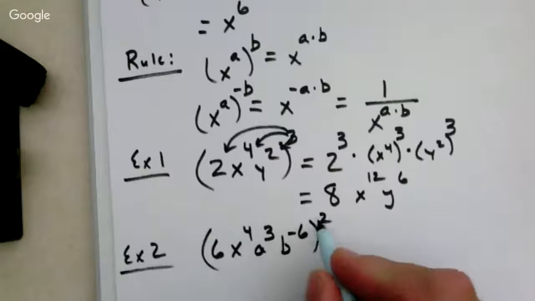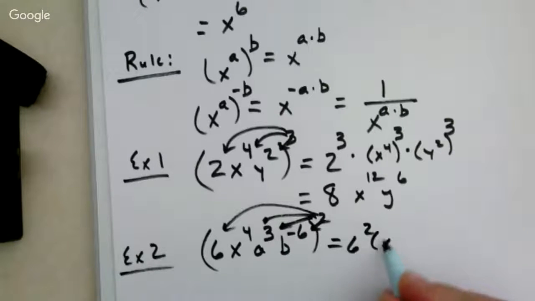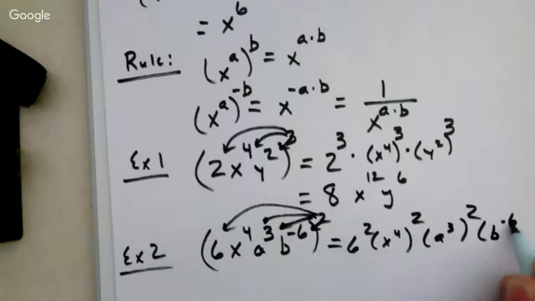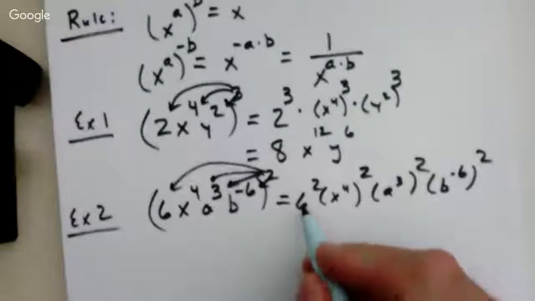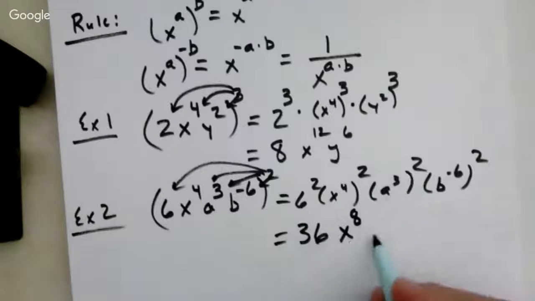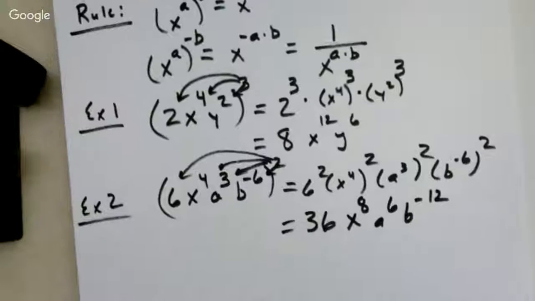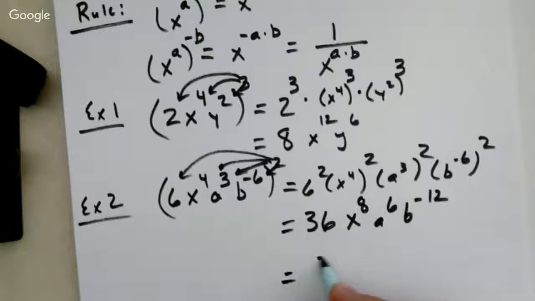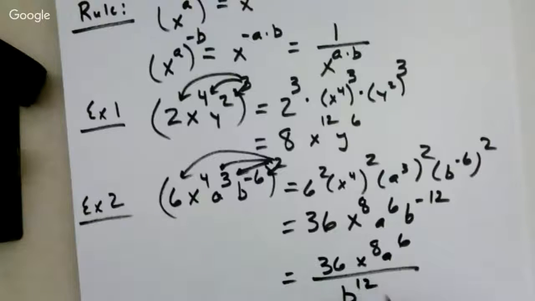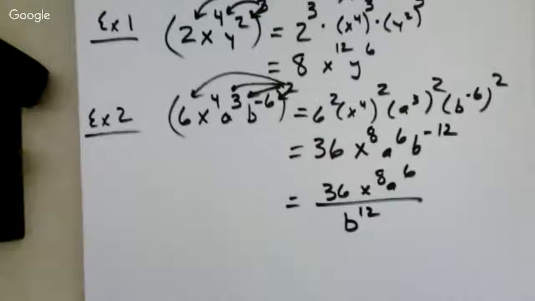All right, let's take a peek at what we do. So we raise each one of those to the 2nd power. So that gives us 6 squared times x to the 4th squared times a to the 3rd squared times b to the negative 6 squared. 6 squared, 6 times 6, 36. X to the 8th, a to the 6th, b to the negative 12. Can we leave it like that? Nope, can't leave with no exponents at the end, so we need to move this b down. 36x to the 8th, a to the 6th, all over b to the 12th. Okay. How's that one? Bad, not bad?